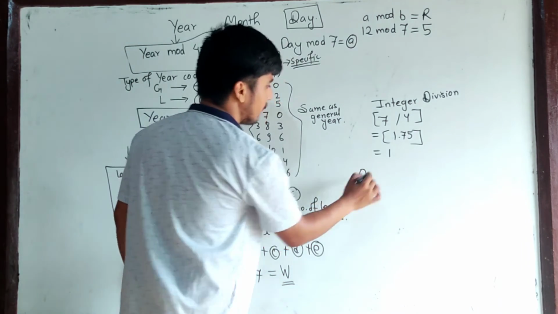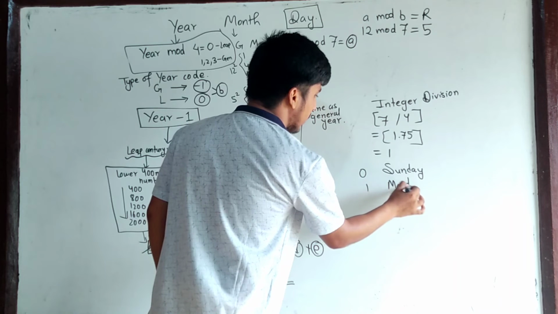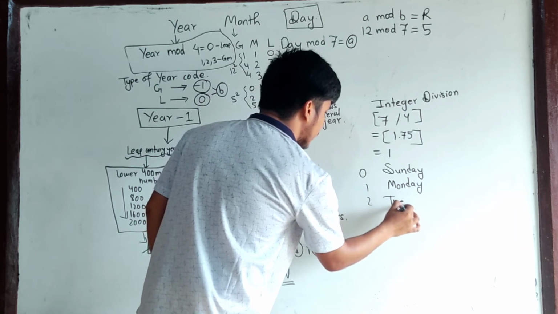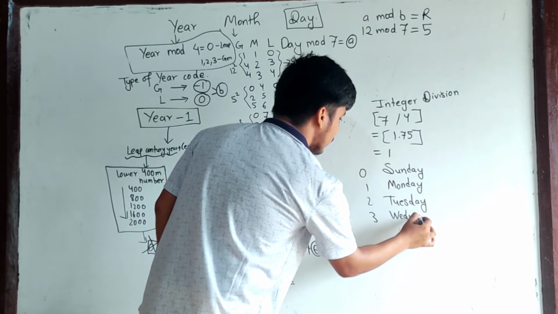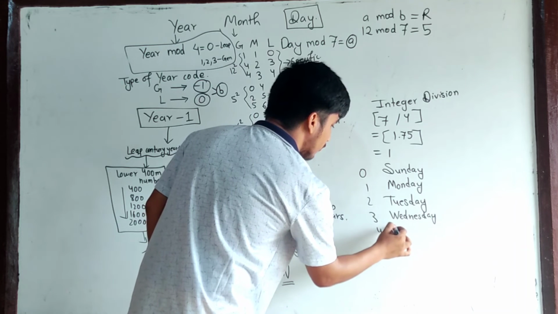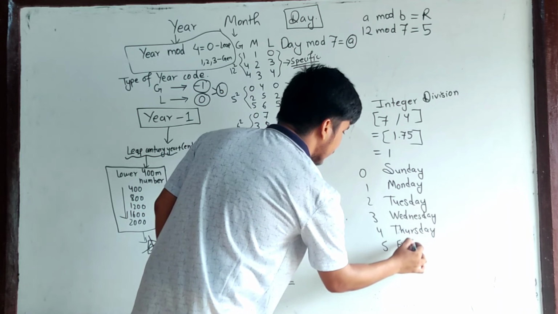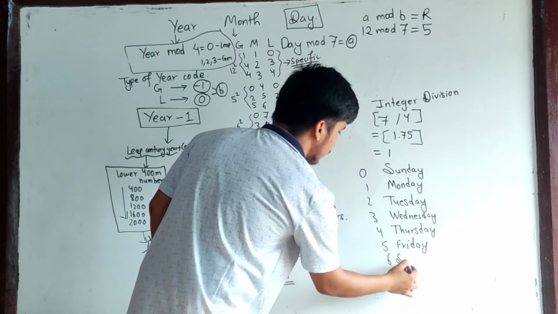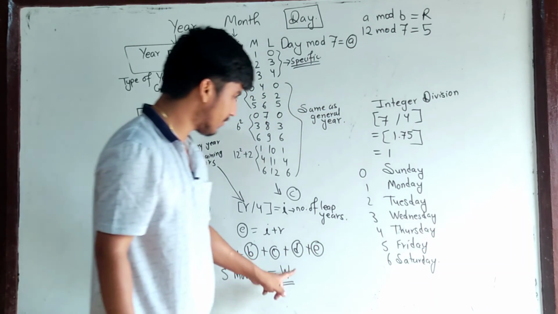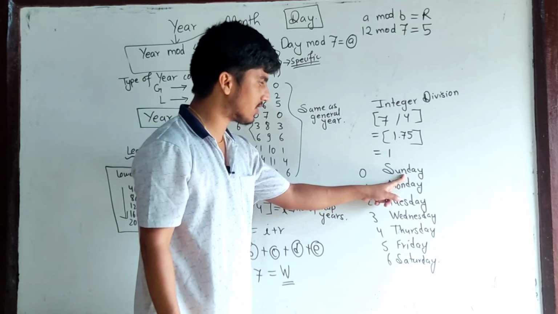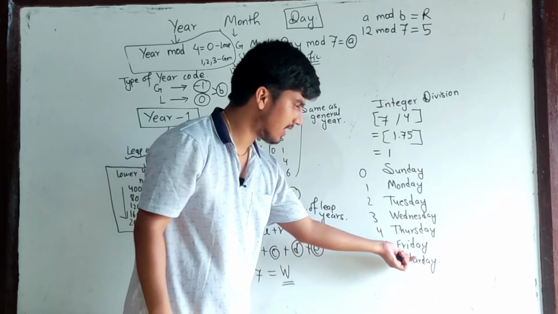If it's a 0, then it's Sunday. If it's 1, Monday. 2 for Tuesday. 3 for Wednesday. 4 for Thursday. 5 for Friday, and 6 for Saturday. So whatever the number we will have, if it's a 0, then we know that the day is Sunday, and if it's 1, Monday, then Tuesday, and so on up to 6 as Saturday.